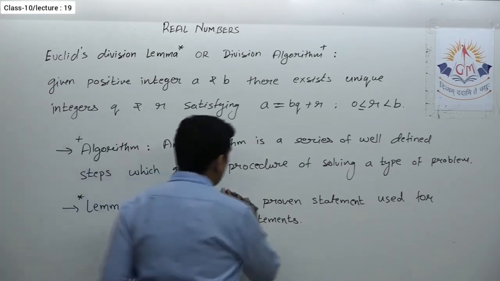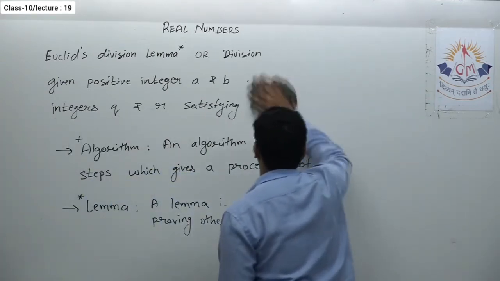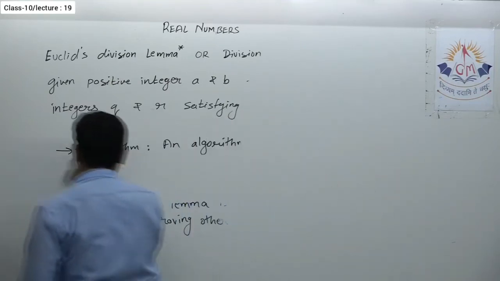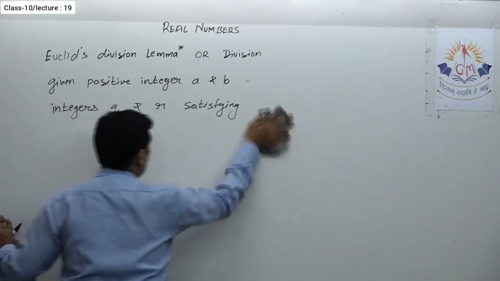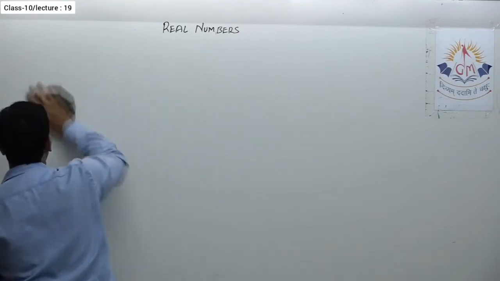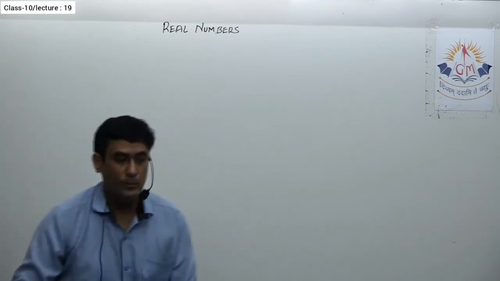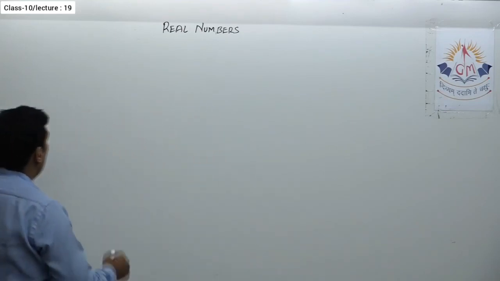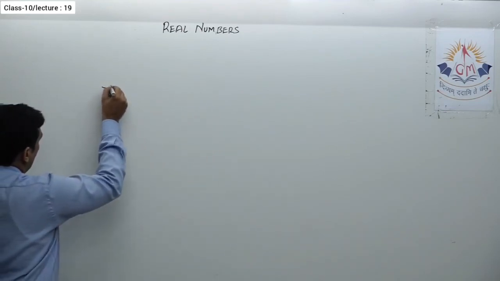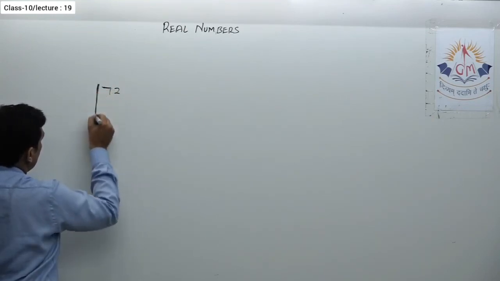Okay, after this we'll see one more concept of this chapter, that is the fundamental theorem of arithmetic. Now what the fundamental theorem of arithmetic is, what it wants to say, we'll see, but before that let me explain to you. Suppose I need to find the factors of 72. Okay, let us find the factors of 72.